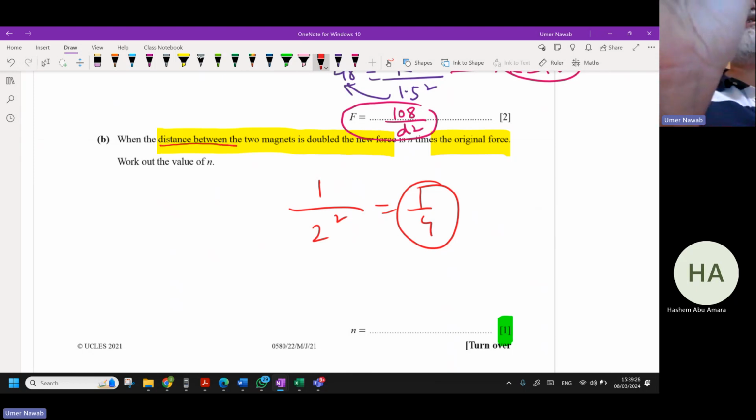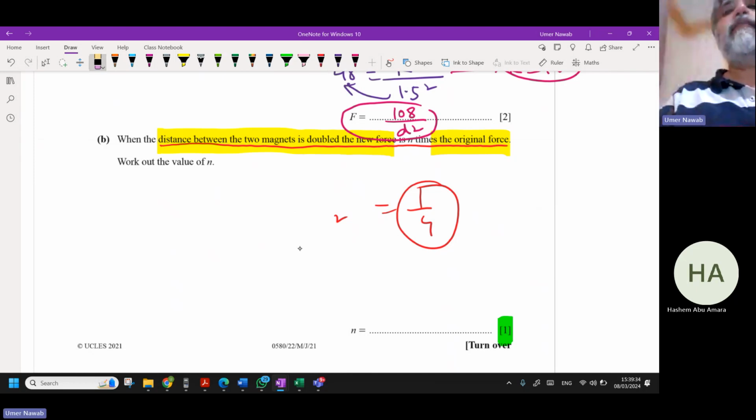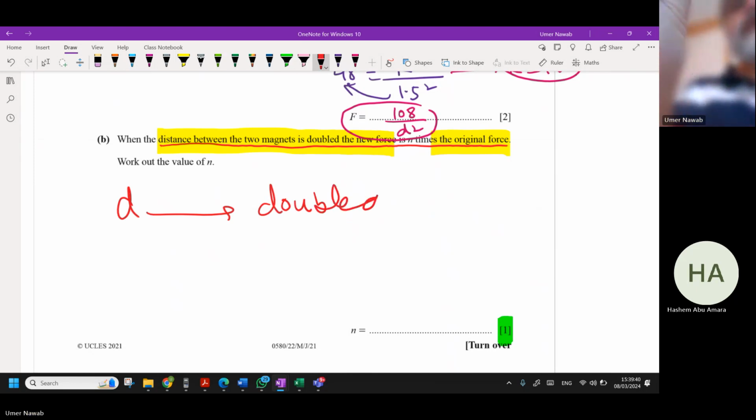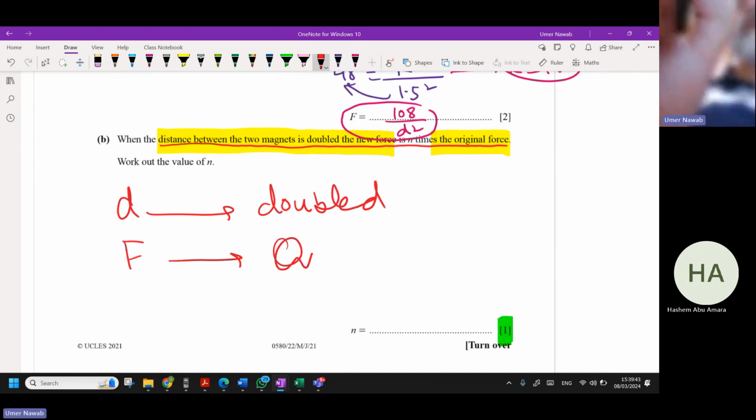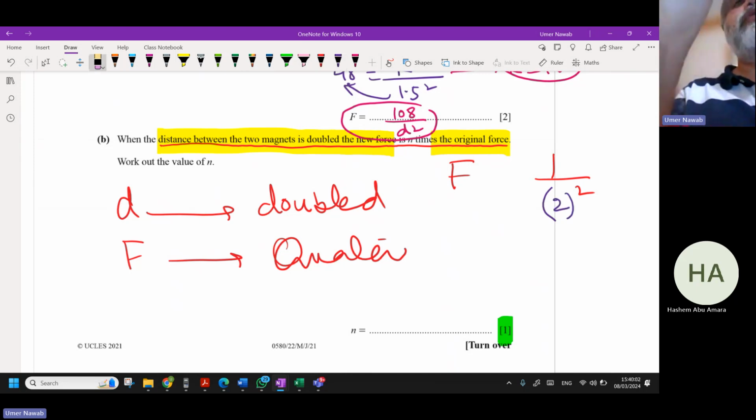He said that the distance between the magnets is doubled. The new force is n times the original force. So if my distance is doubled, my force will be a quarter. That's the point. F is inversely proportional to D squared. If D is doubled, so instead of D I'm going to write 2D, or if D's original value is 1, now it becomes 2. How is the new force? The answer is it becomes a quarter.